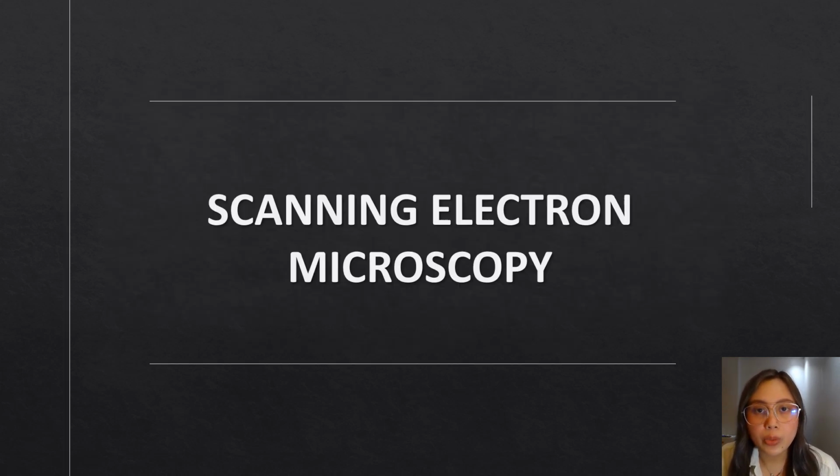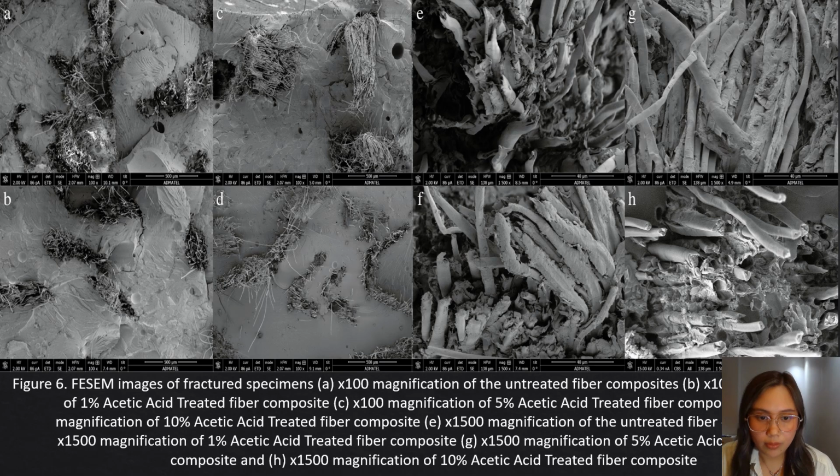So we will now proceed with the scanning electron microscopy. As we can see in this figure, the 5% treated fiber composite is more bound and held together by the epoxy compared to the untreated one. The interstices or spaces between the fibers are more penetrated by the epoxy matrix, which makes the interaction between the fiber and epoxy more effective.